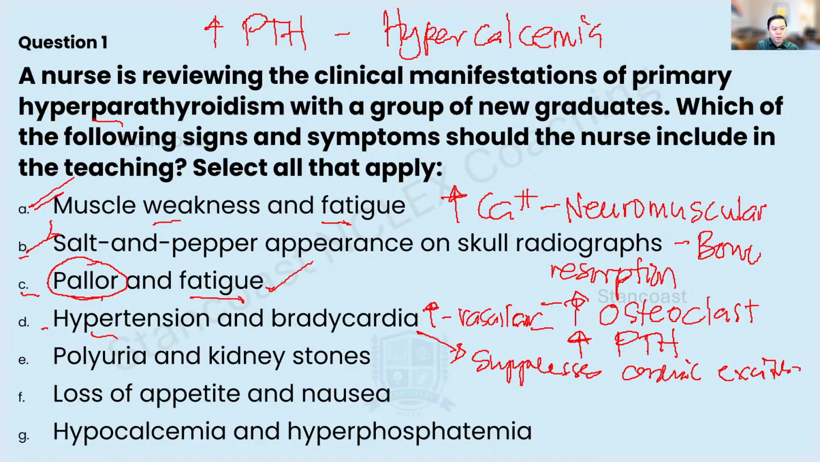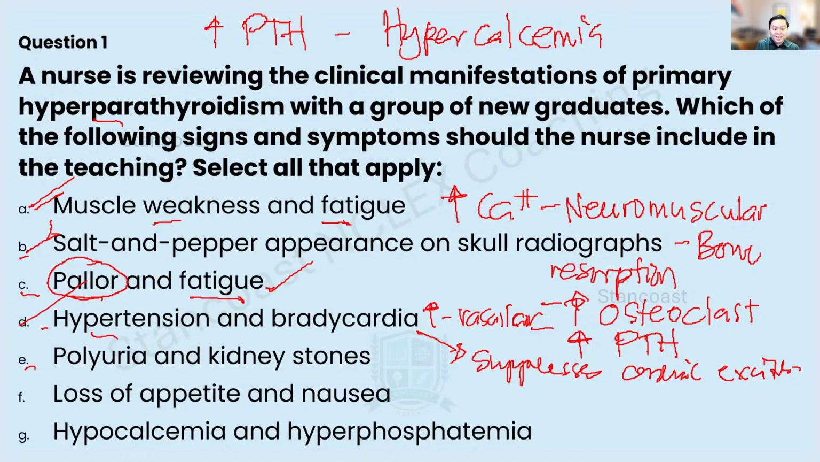And so letter D is one of our answers. What about letter E, polyuria and kidney stones? Why? There is excessive urination in hypercalcemia. The reason for the polyuria is that excessive calcium level in the bloodstream is caused by the decrease in the tubule's ability to concentrate the urine. That is why it's not able to hold the urine anymore. It will allow massive excretion of fluids by the renal tubules.